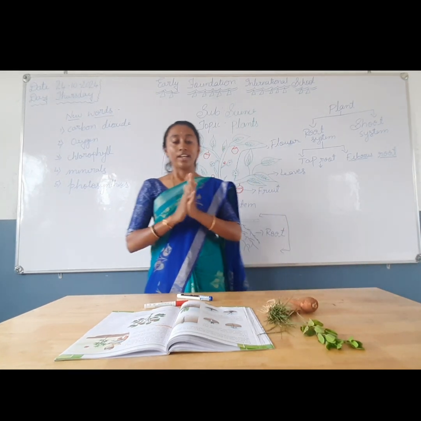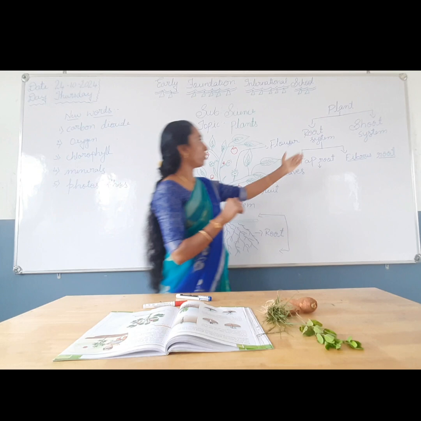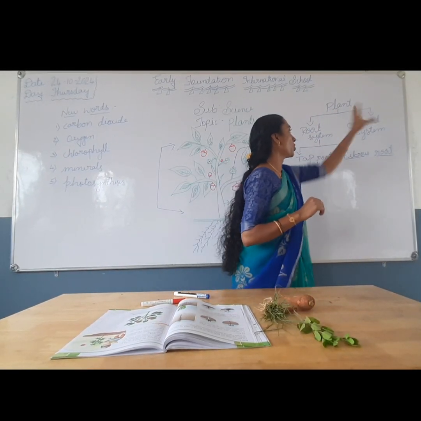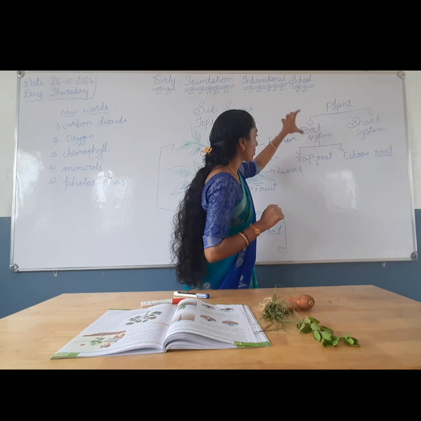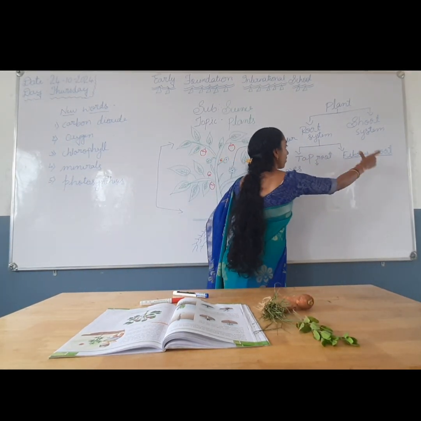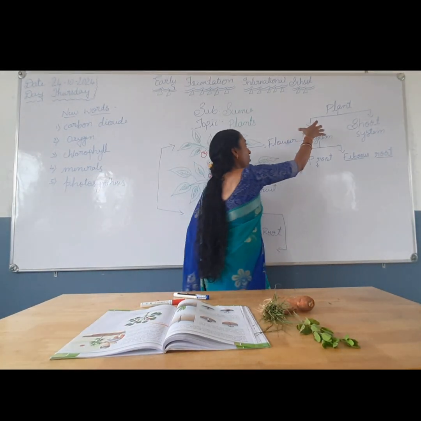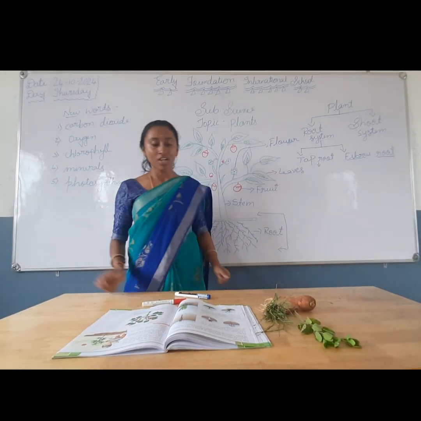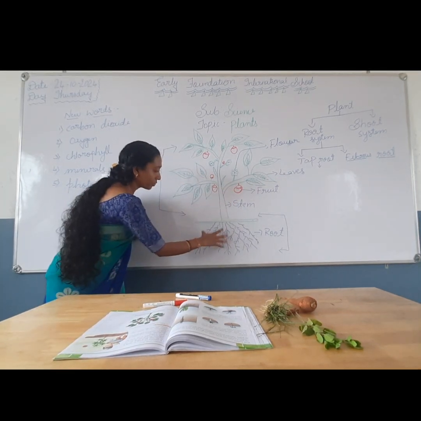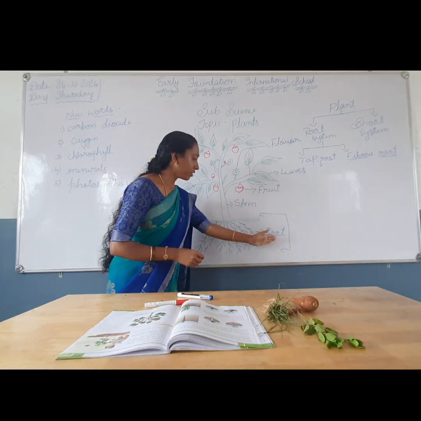Okay, children. Now, we studied about the plant. In a plant there are two parts: root system and shoot system. And in the root system there are two types of roots, that is taproot and fibrous root. Okay. Now we will see what the functions of the root system are. What will this root do for the plants?